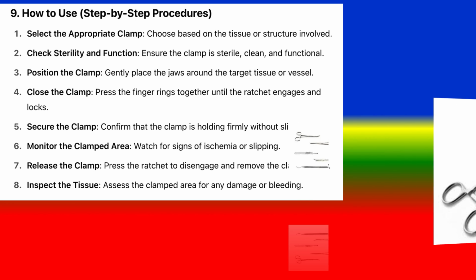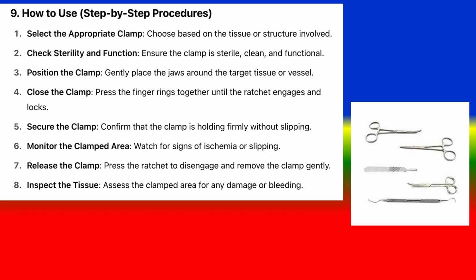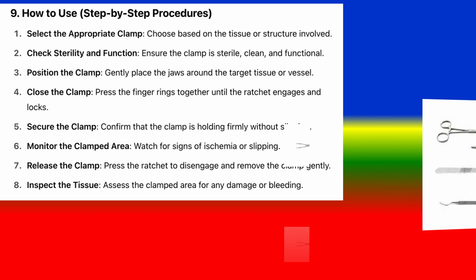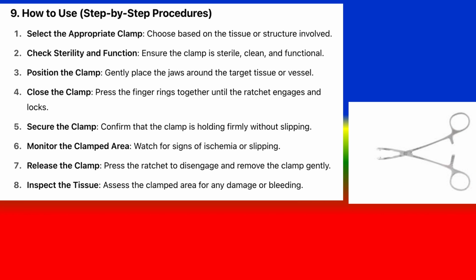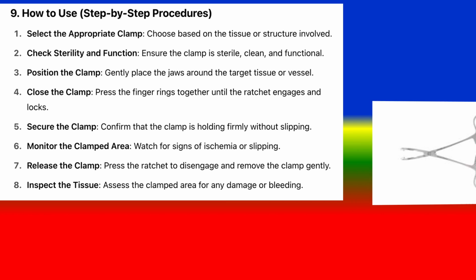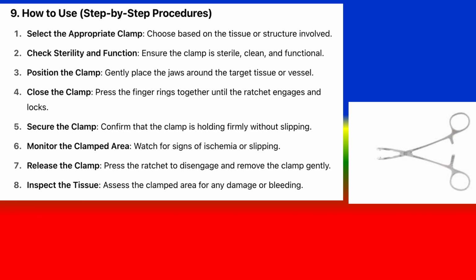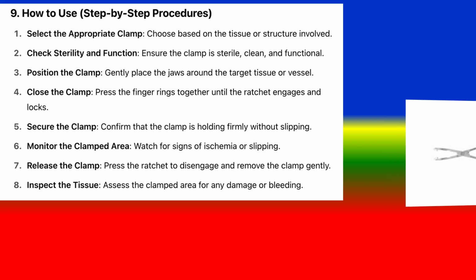5. Secure the clamp. Confirm that the clamp is holding firmly without slipping. 6. Monitor the clamped area. Watch for signs of ischemia or slipping. 7. Release the clamp. Press the ratchet to disengage and remove the clamp gently. 8. Inspect the tissue. Assess the clamped area for any damage or bleeding.